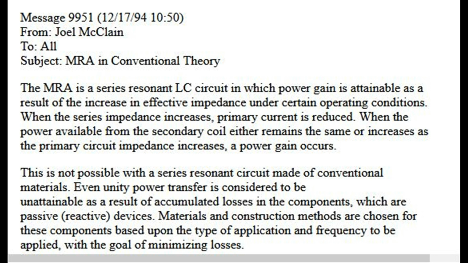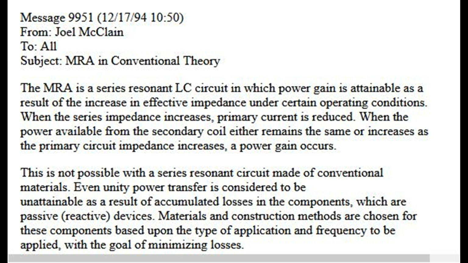From Joel McLean, to All. Subject: MRA in conventional theory. The MRA is a series resonant LC circuit in which power gain is attainable as a result of the increase in effective impedance under certain operating conditions. When the series impedance increases, primary current is reduced. When the power available from the secondary coil either remains the same or increases as the primary circuit impedance increases, a power gain occurs. This is not possible with a series resonant circuit made of conventional materials.